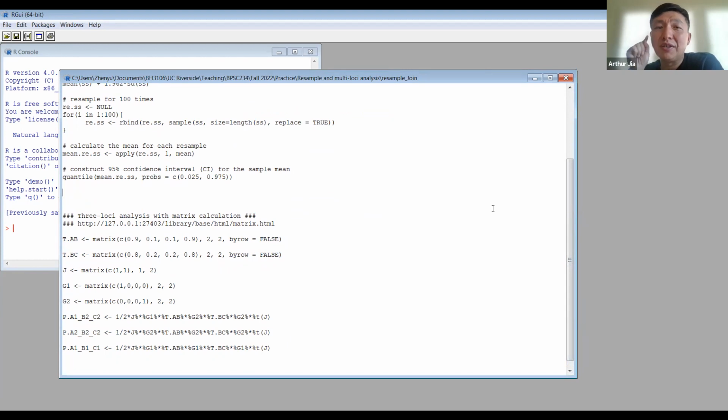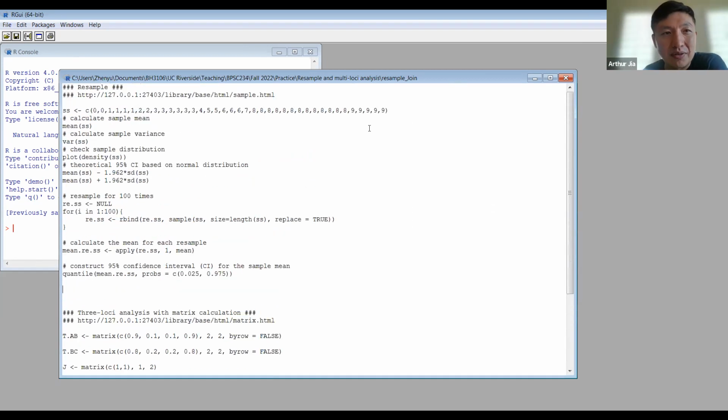Because in the final exam, very likely I will give you a problem of the F2 design, and I will ask you to write your own R code to calculate the joint probability of a specific genotype in that design. All right. So let's start from the first one.